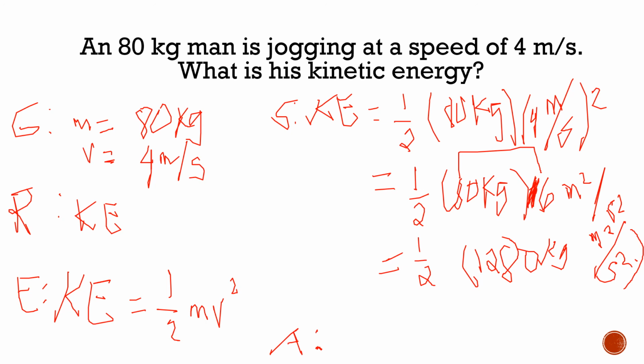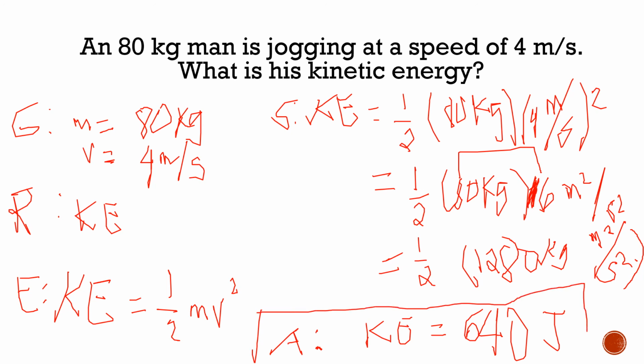So 1,280 kilogram meter squared per second squared. What's the half of that? Get the half of 1,280 by dividing it by 2. So 1,280 times 1 divided by 2. So what's the answer? Kinetic energy is equal to 640 joules. Kilogram meter squared per second squared, joules, and newton meter are just the same.